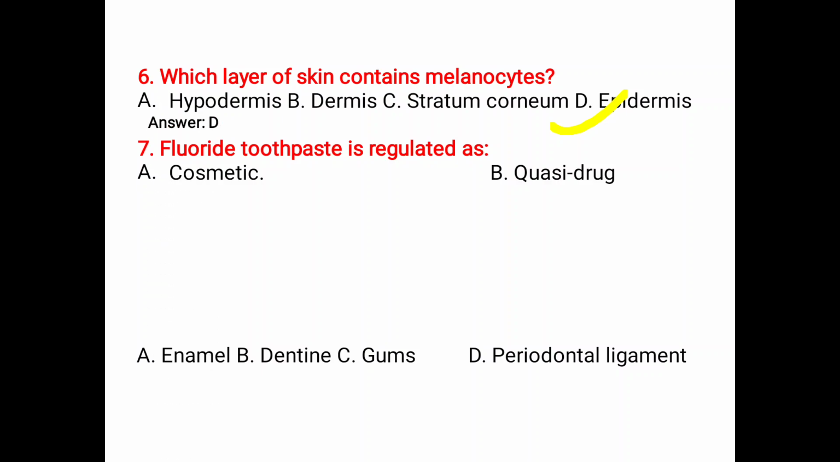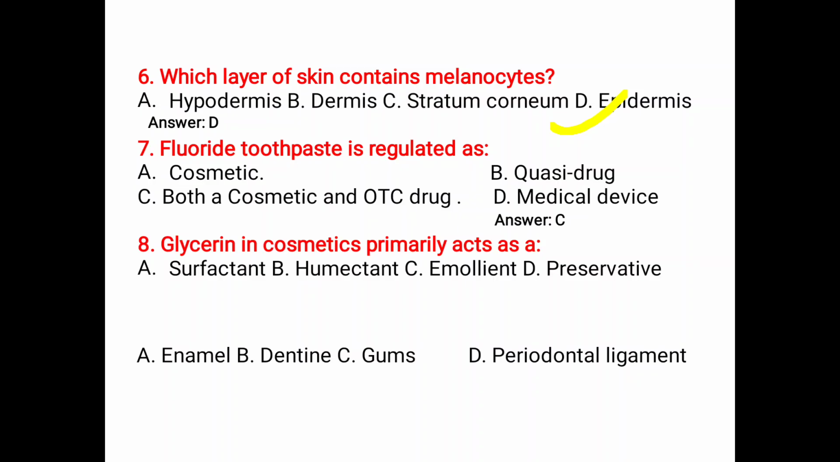Next, fluoride toothpaste is regulated as A, cosmetic; B, kosher drug; C, both cosmetic and OTC drug; and D, medical device. So C is correct. Next, glycerin in cosmetics primarily acts as A, surfactant; B, humectant; C, emollient; and D, preservative. Glycerin does not act as a surfactant or a preservative, because a preservative inhibits the growth of microorganisms and a surfactant reduces the interfacial tension. So option B, humectant, is correct.